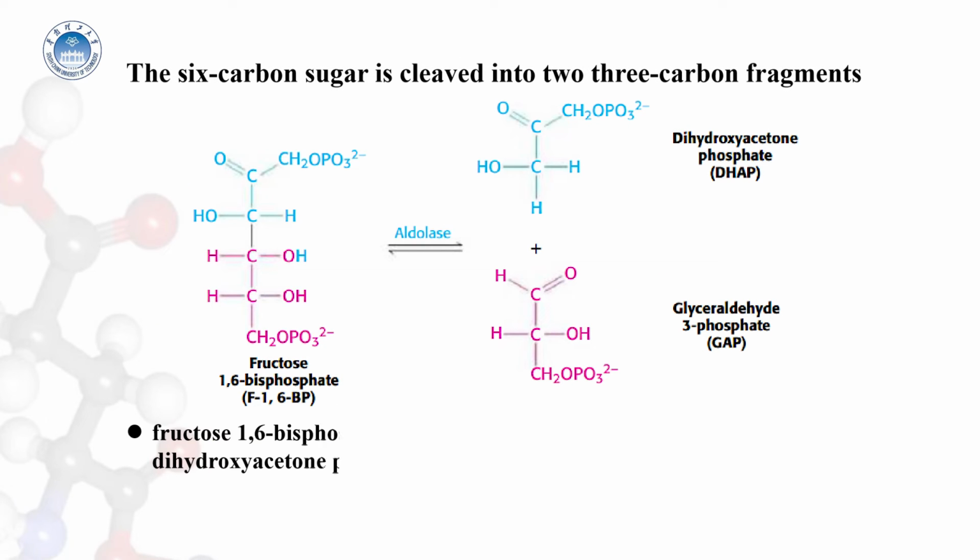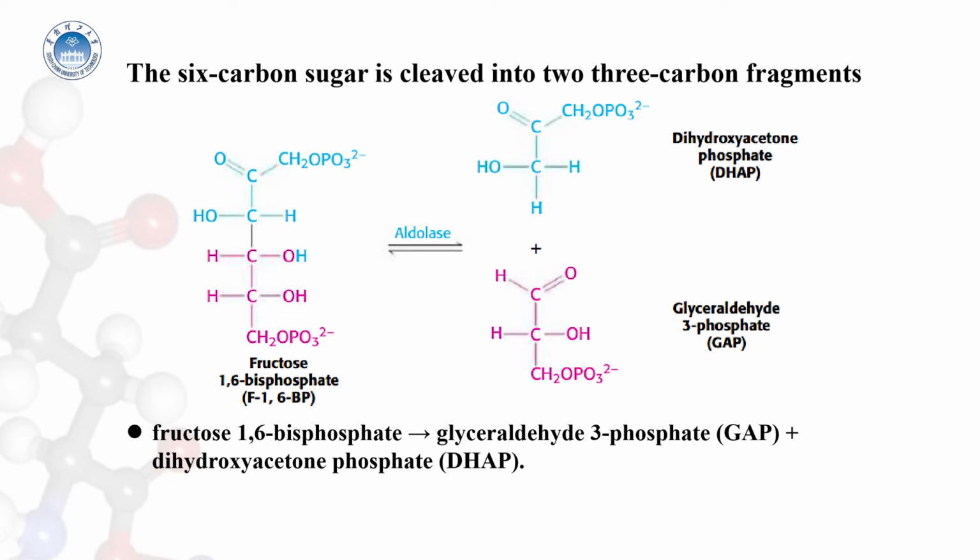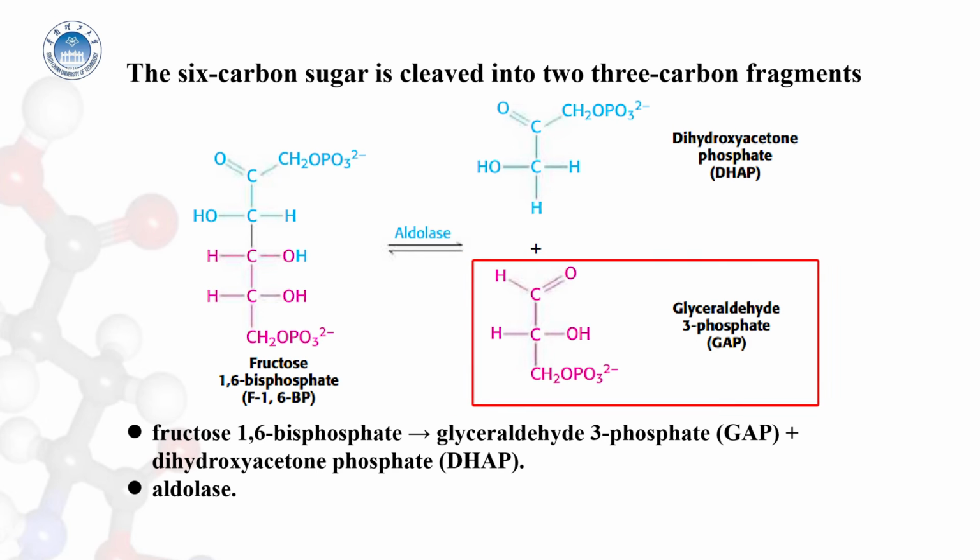The newly formed fructose 1,6-bisphosphate is cleaved into glyceraldehyde 3-phosphate and dihydroxyacetone phosphate, completing stage 1 of glycolysis. This reaction is readily reversible and is catalyzed by aldolase. Glyceraldehyde 3-phosphate is on the direct pathway of glycolysis, whereas dihydroxyacetone phosphate is not.